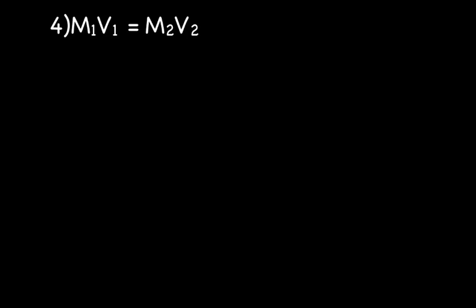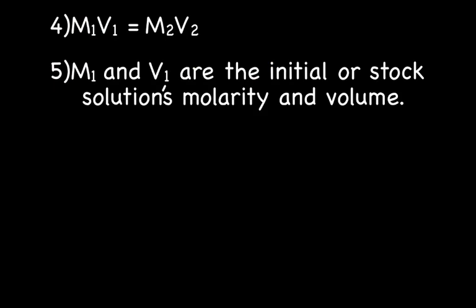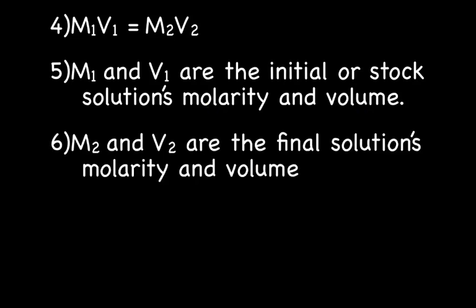Okay, so when you're doing dilutions, you're going to use this formula, M1V1 equals M2V2. This is super handy. M1 and M2 are the initial stock concentrations, molarity, and V1, volume. You note here I say volume, not liters, so you don't need to use liters in this case. And then M2 and V2 are the final molarity and volume. That's really all there is to it.